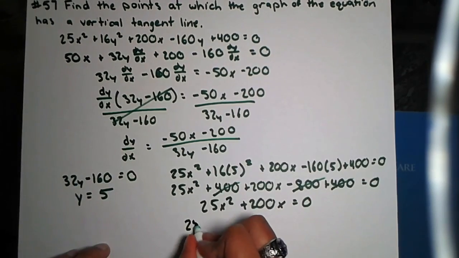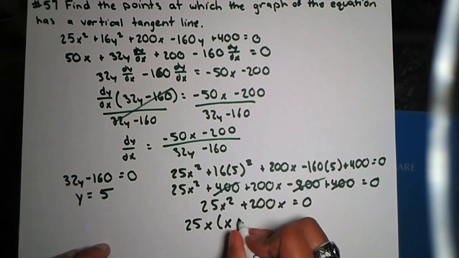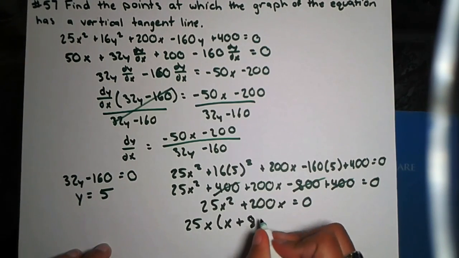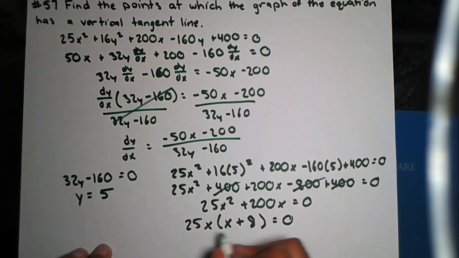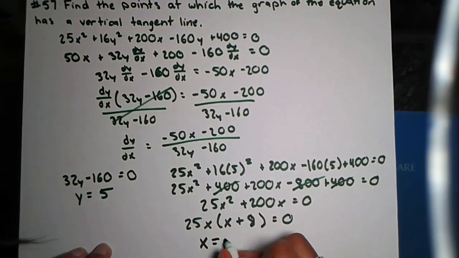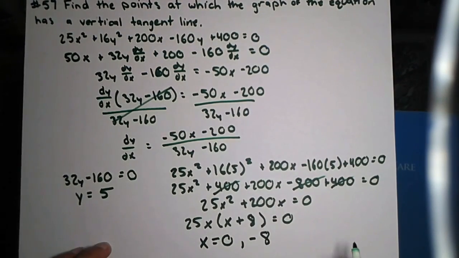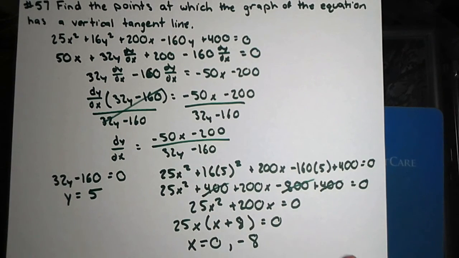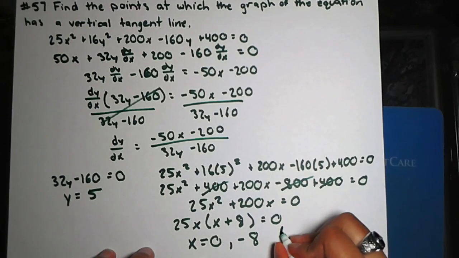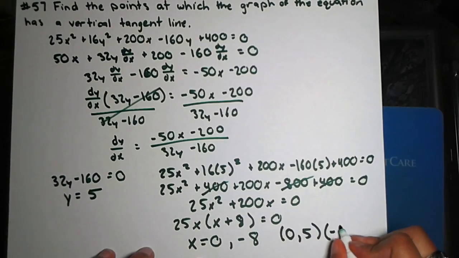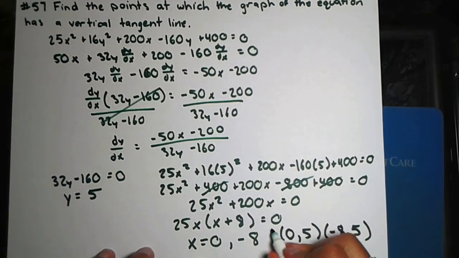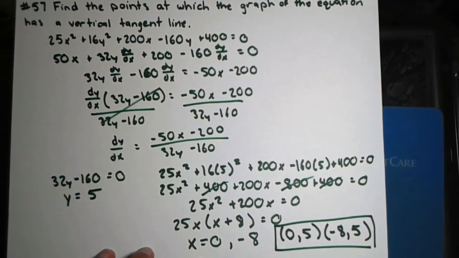And if you factor out a 25x, you would get x plus 8 equals 0, and then x would equal 0 and negative 8. So now that you have your x and your y, you can find your coordinate points, and so your coordinates would be (0, 5) and (-8, 5). And those will be the points where there is a vertical tangent line.